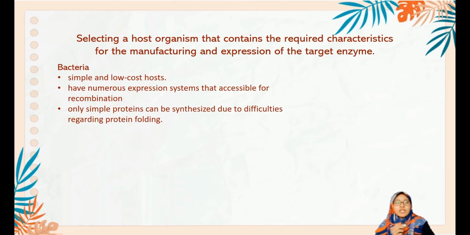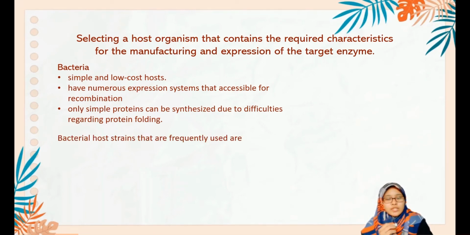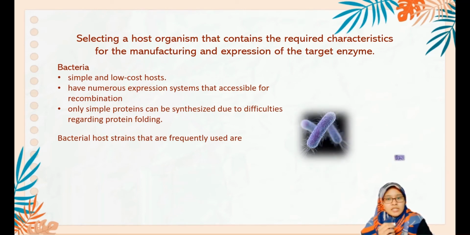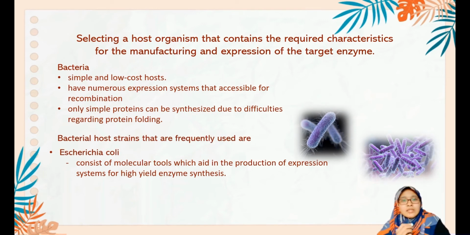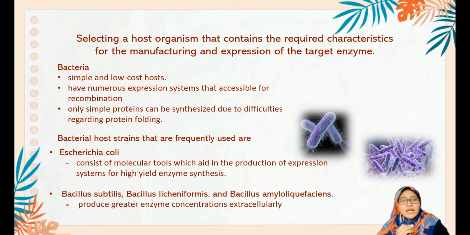However, only simple protein can be synthesized due to some issues regarding protein folding. The most often used bacterial strains for the production of food enzyme are E. coli and Bacillus. E. coli has molecular tools that help in production of expression systems for higher yield enzyme production. And Bacillus produces higher enzyme concentration extracellularly.